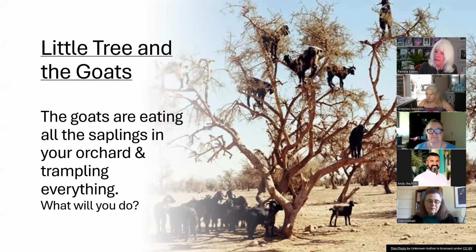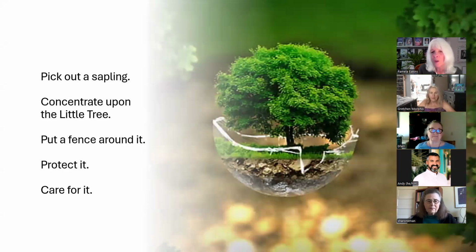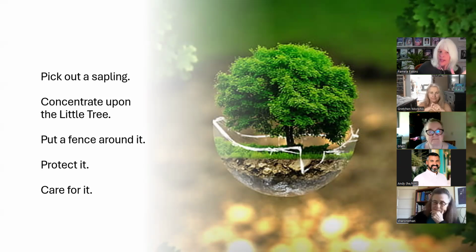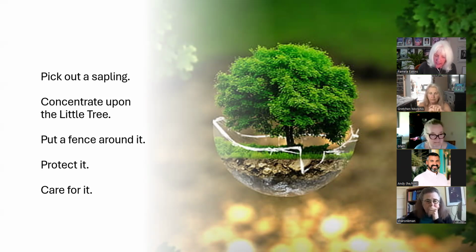Because you can't manage or maintain the whole thing. You could maybe fence out the goats, but in this case, it's not possible because this goat herd is yours and this is where they live, right? So what you could do is pick out a sapling and concentrate upon the little tree. You put a fence around the tree so the goats can't get to that tree. Let them eat the rest because that's what they eat. Put a fence around the tree, protect it, care for it, and get this one tree.